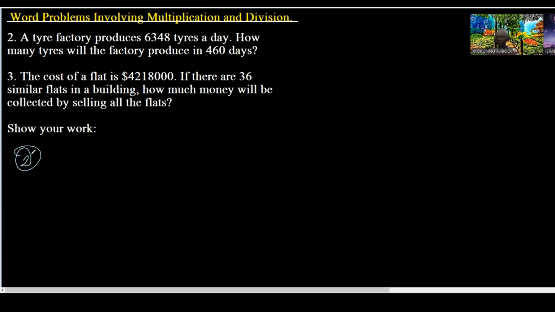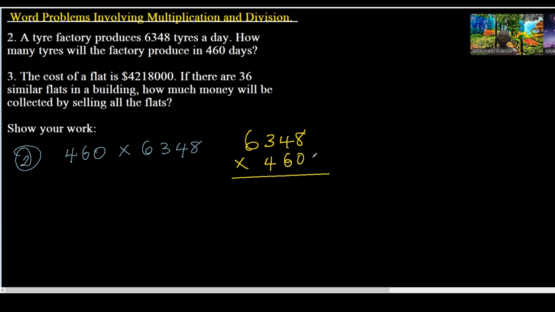So for number 2, we have 460 times 6,348. To line this up, not 460 first, the bigger number goes at the top. So I have 6,348 times 460. This is going to give me three layers of multiplication.